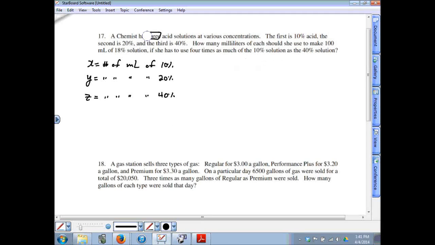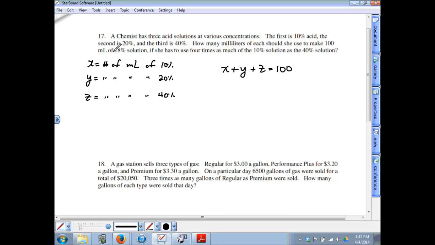Now we have to start gleaning out some information here. How many milliliters of each type should she use to make 100 milliliters total? So this chemist wants to have 100 milliliters, which is comprised of a combination of x, y, and z. So we know that x plus y plus z has to equal 100 milliliters. So there's a first equation.